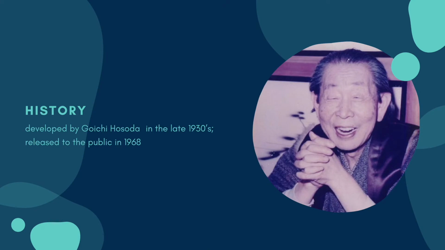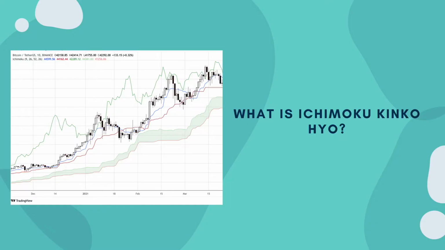Ichimoku Kinko Hyo is a trading system developed by a Japanese journalist named Goichi Hosoda. He spent 30 years trying to perfect the system and then released it to the public in 1968. Hosoda believed that market action is a reflection on the dynamic of human behavior. This human behavior is based on the human being's tendency to move away and towards equilibrium in their lives.